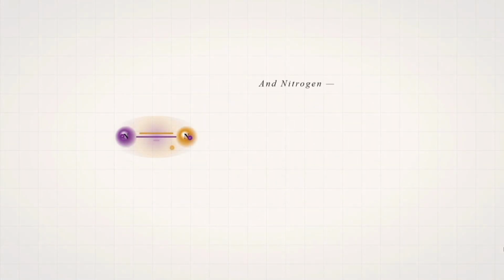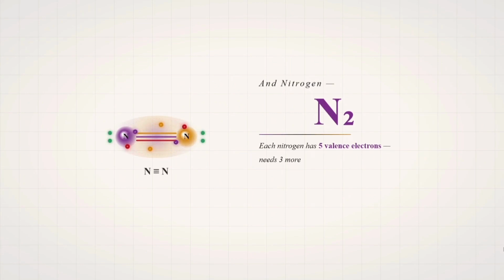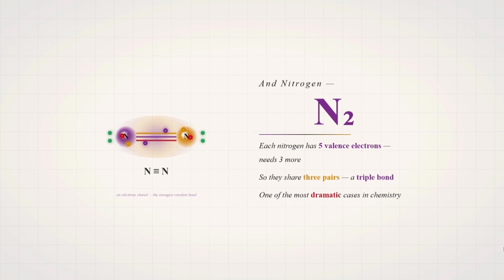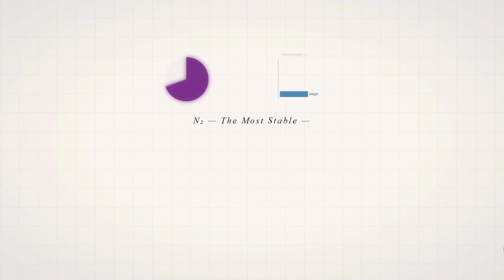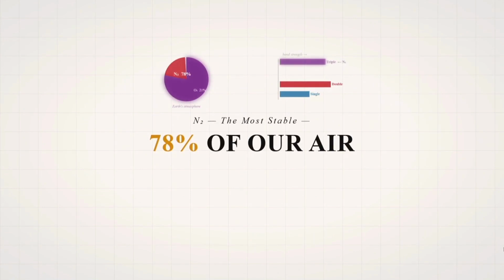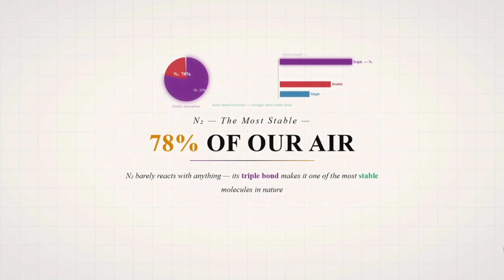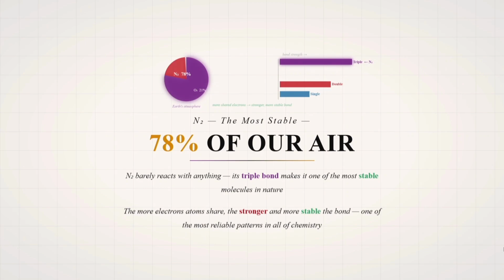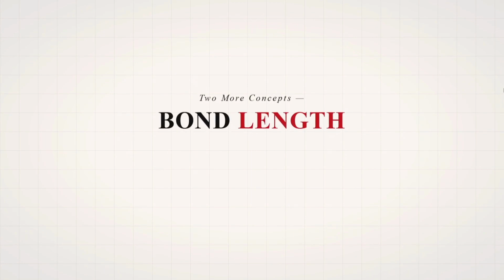And nitrogen, one of the most dramatic cases in chemistry. Each nitrogen has 5 valence electrons. They need 3 more. So they share 3 pairs. A triple bond. N2 is one of the most stable molecules in nature, which is exactly why 78% of our atmosphere is nitrogen that barely reacts with anything. And that incredible stability comes from its triple bond. The more electrons atoms share, the stronger and more stable the bond becomes. This is one of the most reliable patterns in all of chemistry. All right. Now there are 2 more important concepts you need to know: bond length and bond energy.